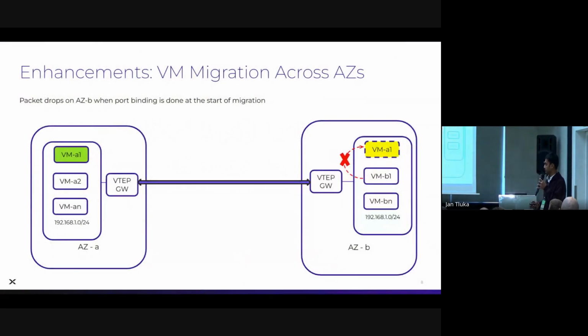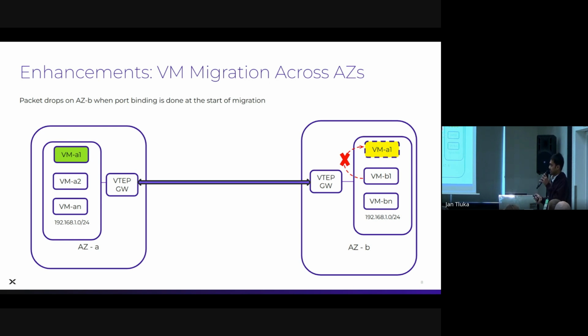Let's talk about the first issue we landed into. VM A1, which is initially on availability zone A, is now getting migrated to availability zone B. Before migration, we need to prepare the destination node for this VM. We create an interface for this VM and set the iface ID. When the iface ID is set, OVN controller automatically downloads all the flows associated with it, and the port binding table is updated.